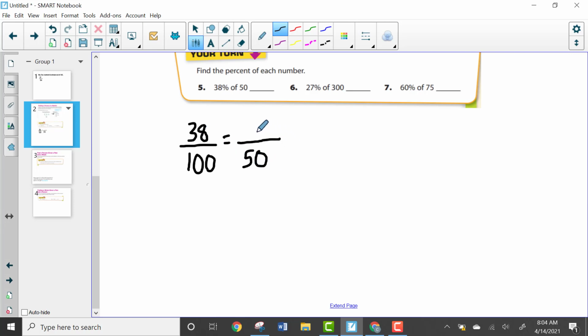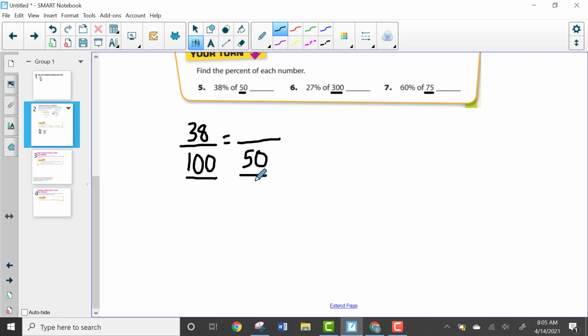Now whenever you're doing these problems, it's important to understand where the numbers go. Because if I were to put 50 as my numerator, then that would throw the whole problem off. The reason why 50 is in line with 100 is because 50 is the total amount. 100% is the total amount, 50 is the total amount. We're trying to figure out what number is 38% of 50. So whenever we have these types of problems set up, 38 over 100, the percent over 100, and then this number, 50, is always going to be in line with the 100% because that represents the total amount.